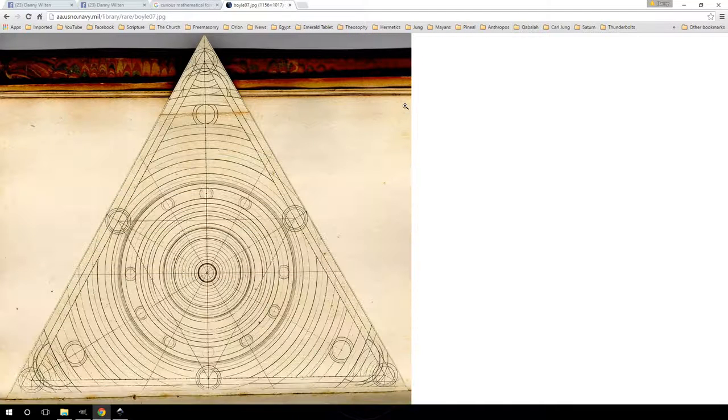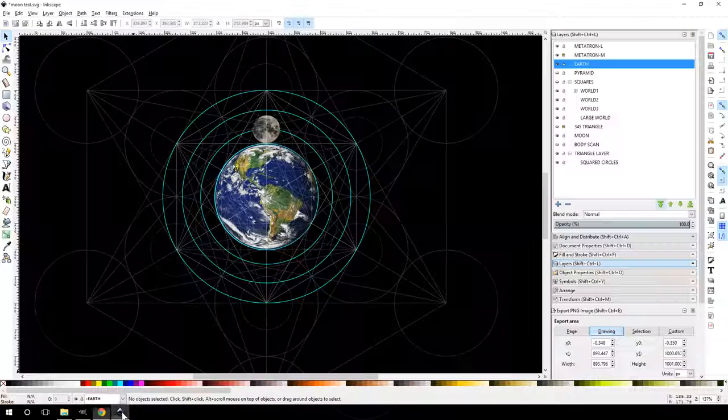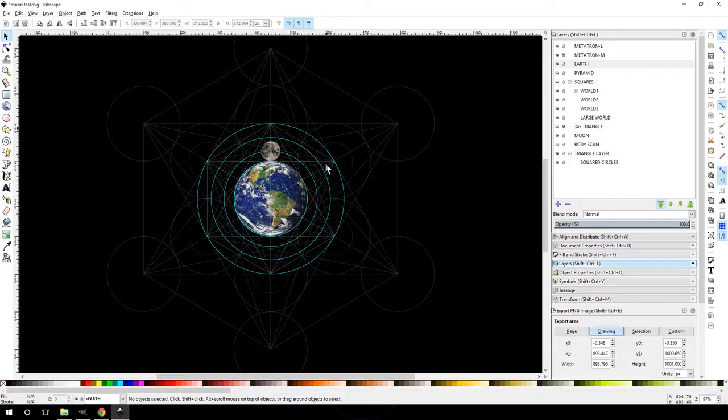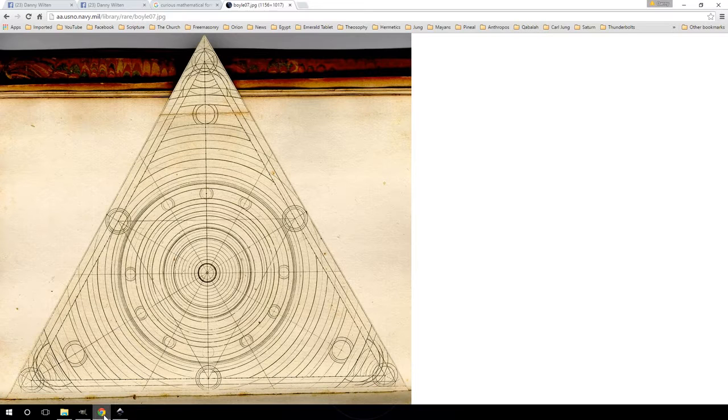One of the images that I want to show you in here, as you can tell, he's working with this Metatron's cube, is this. If you take a look at that, and you take a look at what you see right here, I think you're beginning to see where this is going. And I think he was on the same trail.